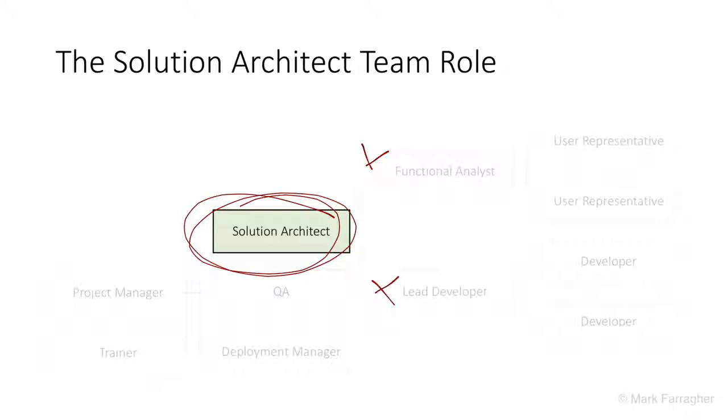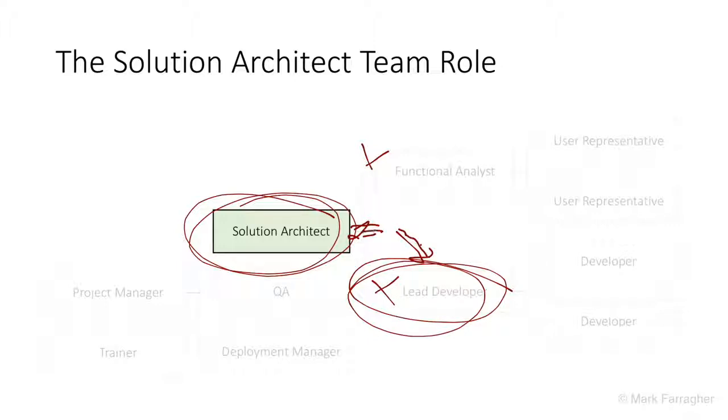So the architect creates this document and then shares it with the lead developer. The lead developer is responsible for implementing the architecture specification. So the solution architect and the lead developer are going to have this really tight working relationship. So I'm drawing an arrow to signify a working relationship.